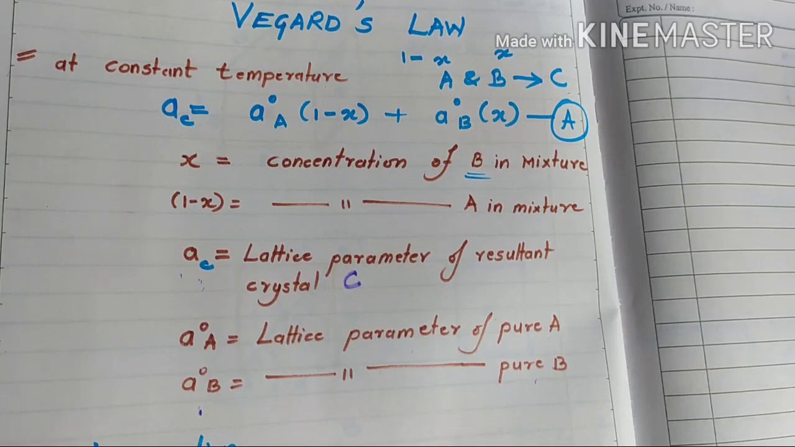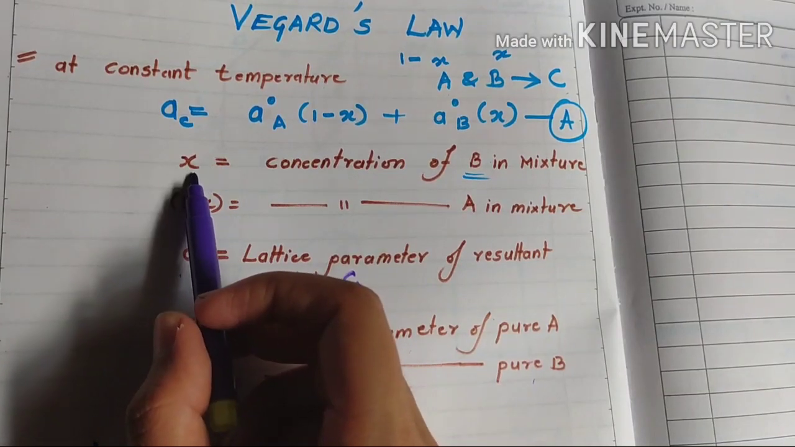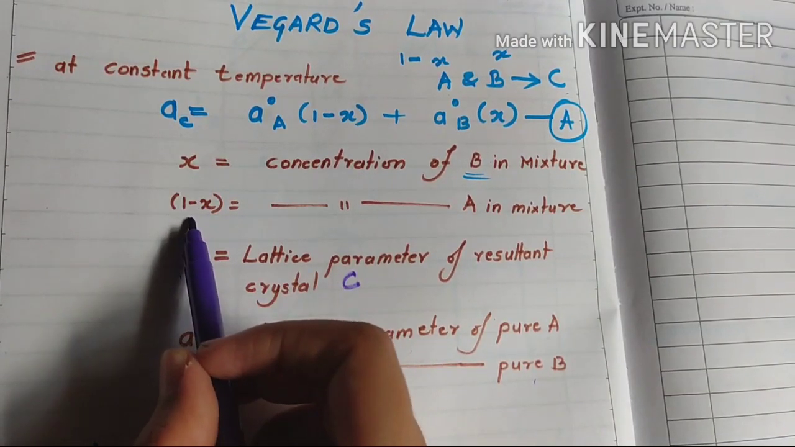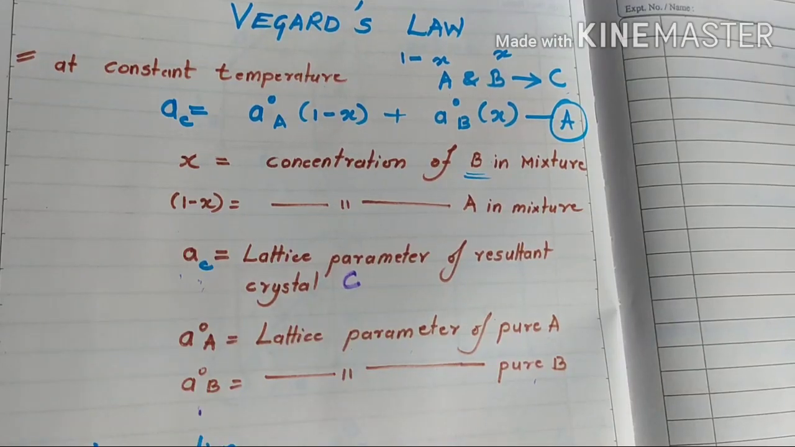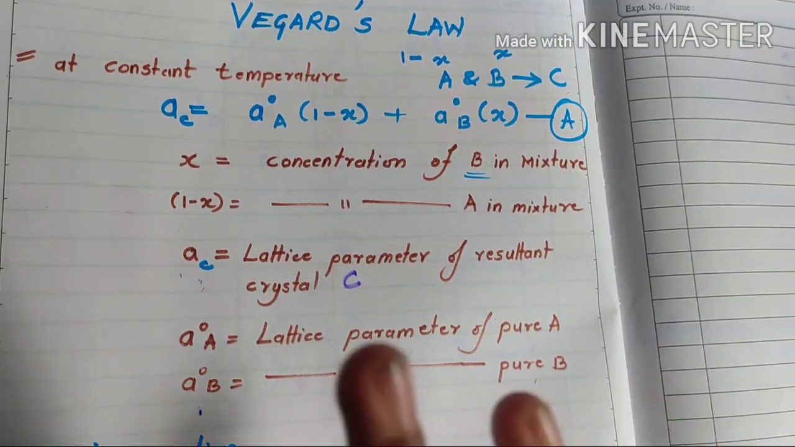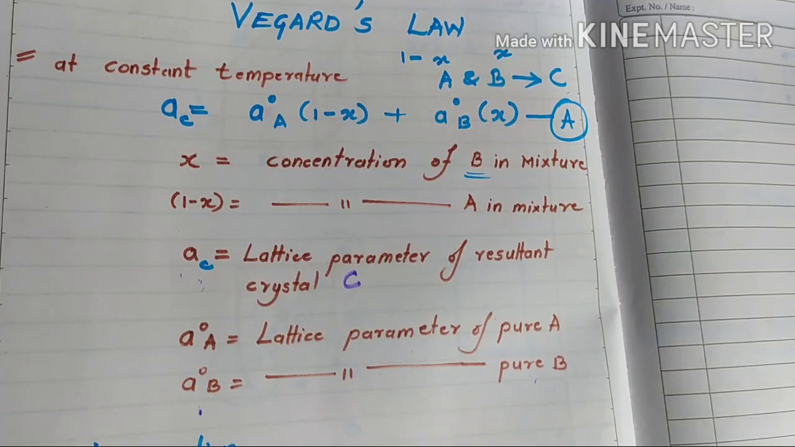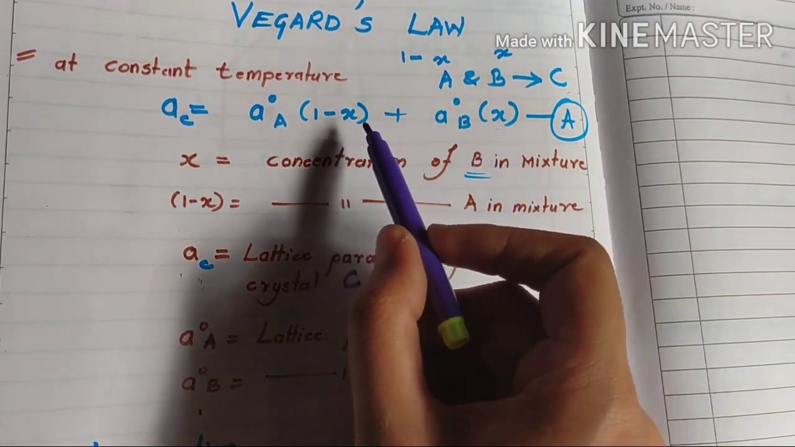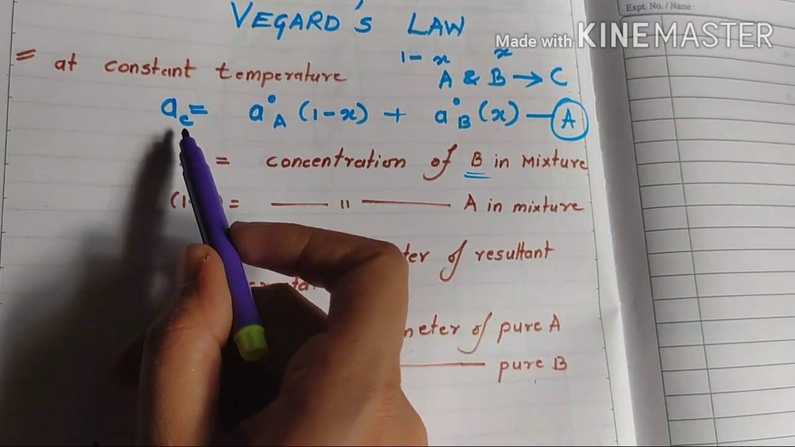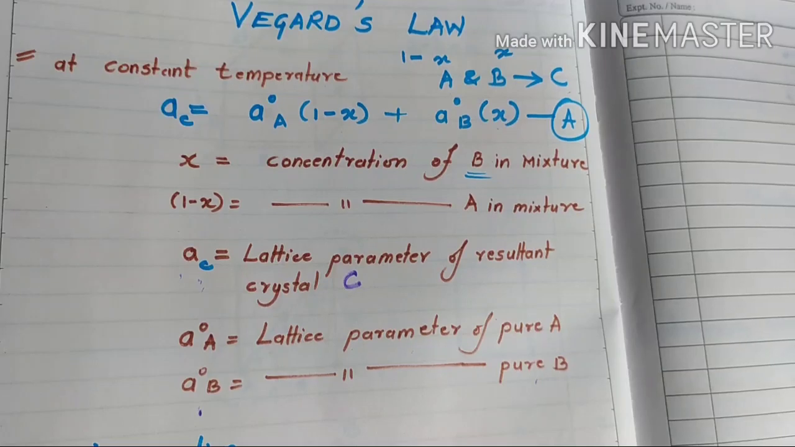Now, as we see, crystal C is formed only out of two components, A and B. So, if the concentration of component B is X, then all the remaining would be the concentration of A, that is 1 minus X. We should note down that this is all at constant temperature. What this law does is it relates the concentration of the components to the change in lattice parameter of the resultant crystal. So this law gives the relation between the concentration of the components and the lattice parameter of the resultant crystal formed out of those components.